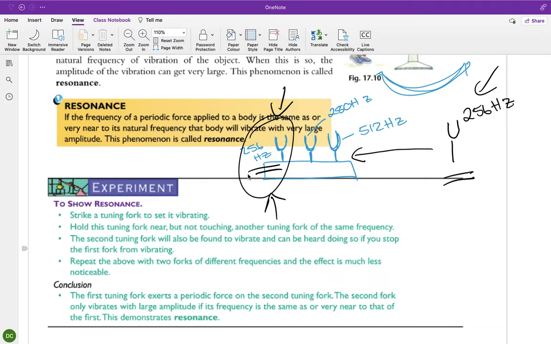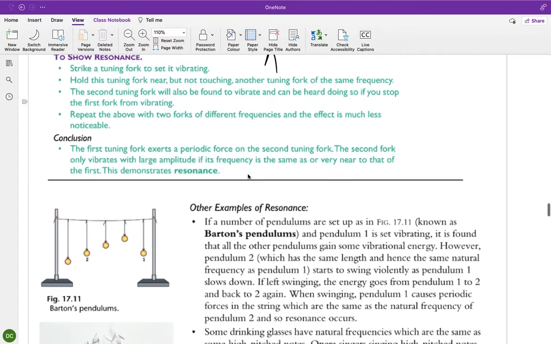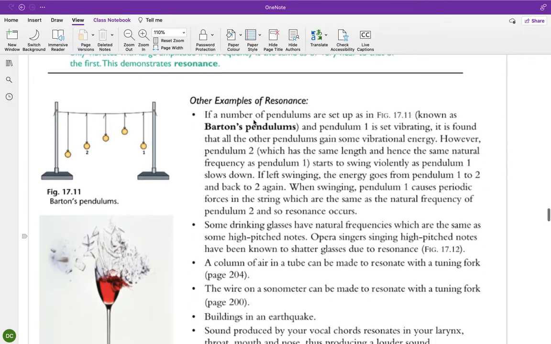And you can knock the tuning fork and bring it in, put it right beside the 512, and it won't pick up any vibration. Put it right beside the 280, it won't pick it up. But if you put it beside the 256 and stop the original one, literally use your hand to stop it vibrating, you'll find the sound continues because the one over here is now vibrating. Because you got that transfer of energy because of the matching frequencies.